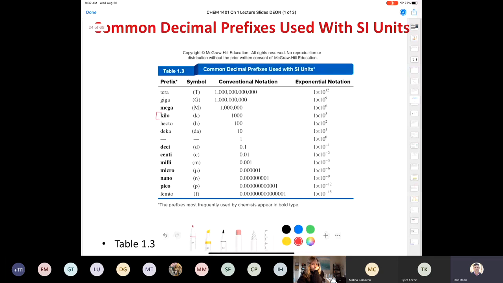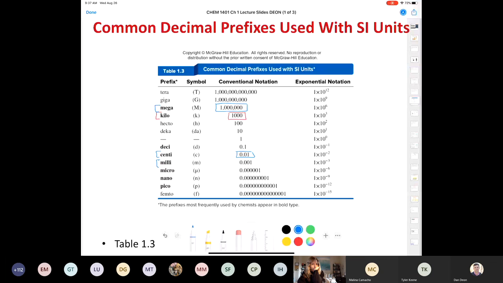If we were to have 1,000,000 meters, again, a meter is a base unit that we had on the previous slide, then we'd have a megameter. If we had one hundredth of a meter, like that's shown here, then we would have a centimeter. If you had 1,000th, you would have a millimeter, so on and so forth.